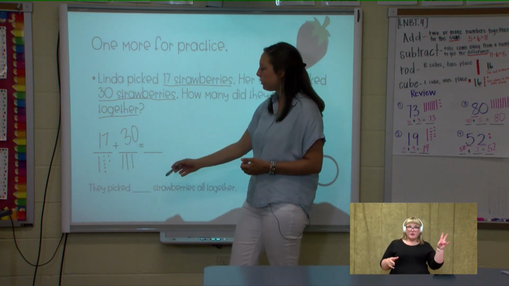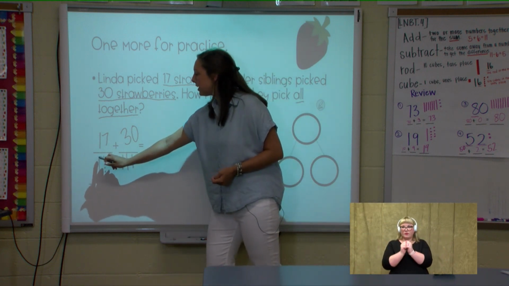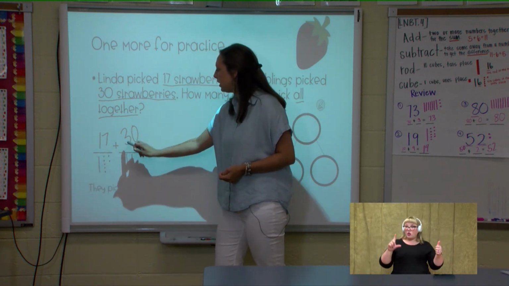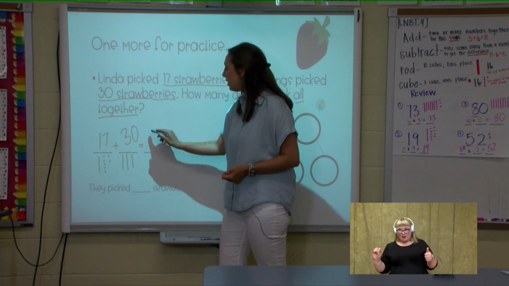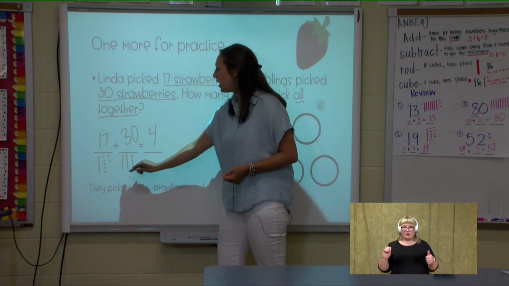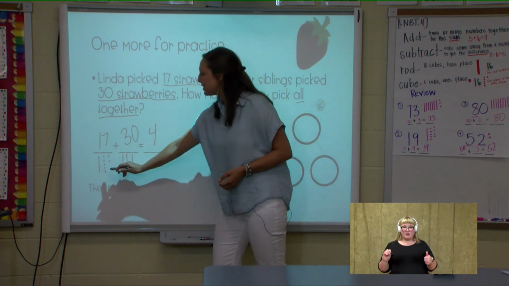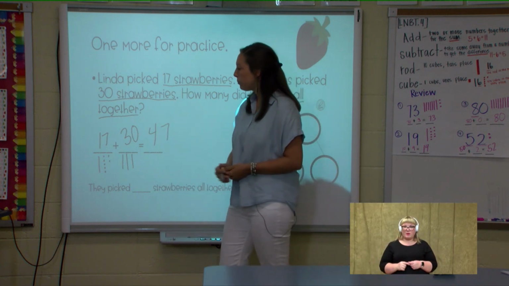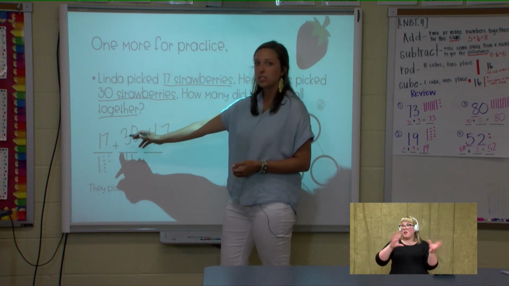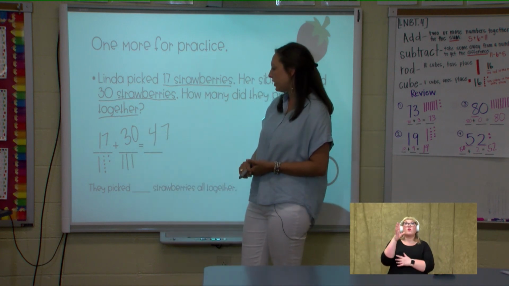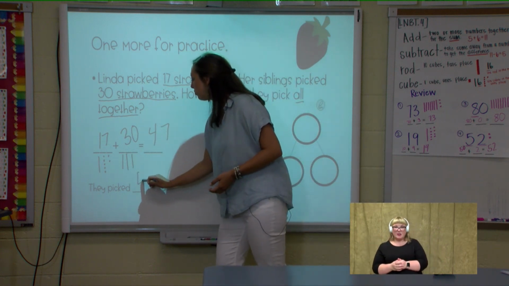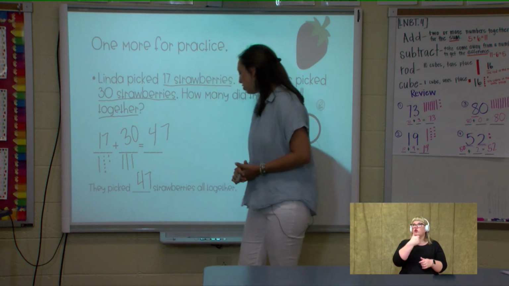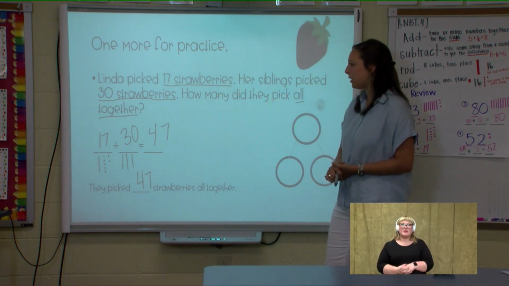17 plus 30. Let's count by tens. 10, 20, 30, 40. We have 4 rods, which gives us 40, and 7 cubes. So, 17 plus 30 equals 47. They picked 47 strawberries all together.